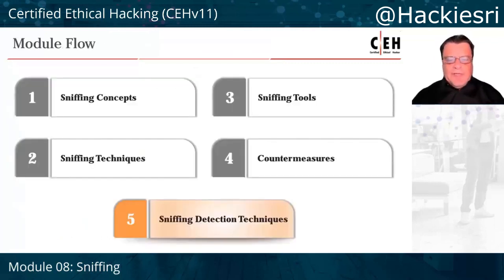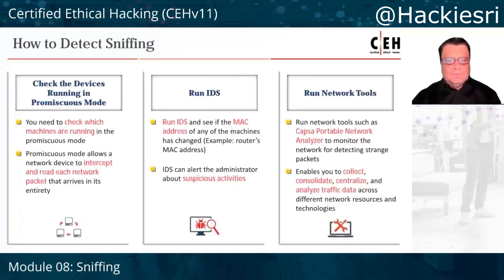Module flow, we come now to sniffing detection techniques revealed. How to detect sniffing. You can check the devices running in promiscuous mode. You need to check which machines are running in the promiscuous mode and appropriately adjust them. Promiscuous mode allows a network device to intercept and read each network packet that arrives in its entirety.